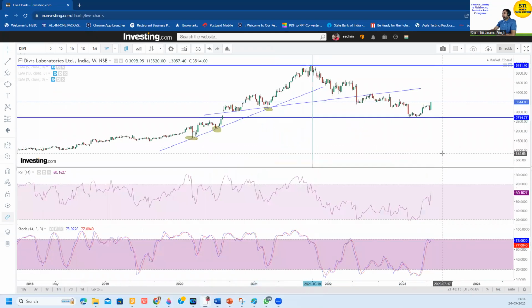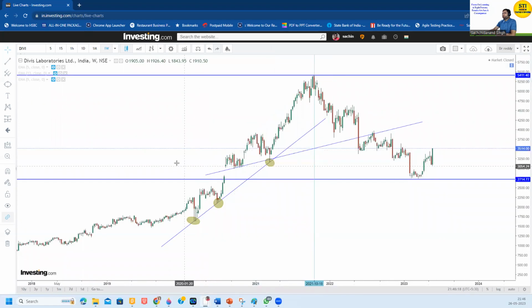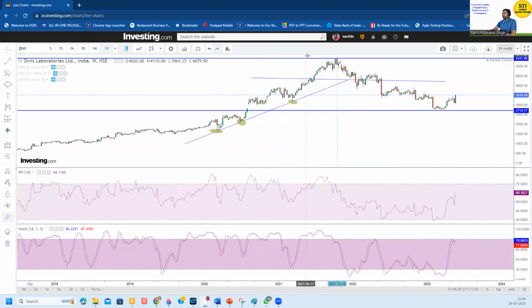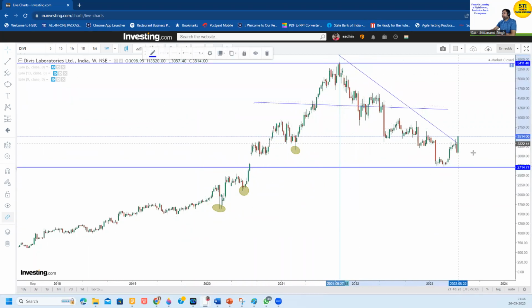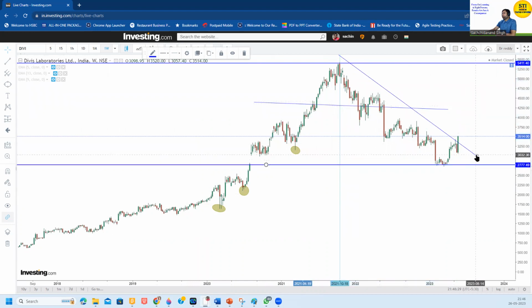The effective resistance will be something like this, where the right will be the lower side and the left side will be the higher side. That will be treated as an effective resistance line.